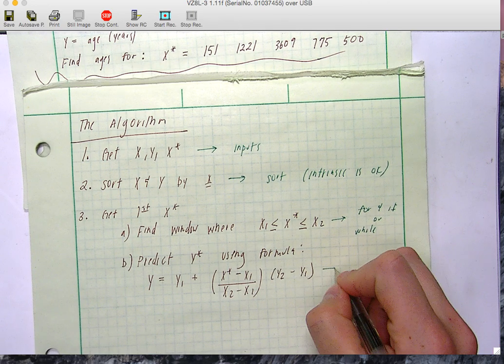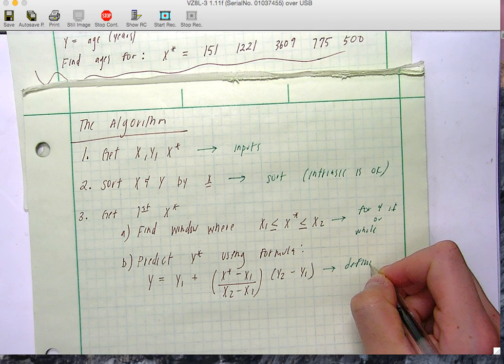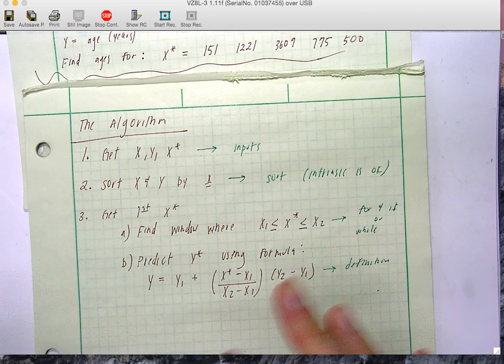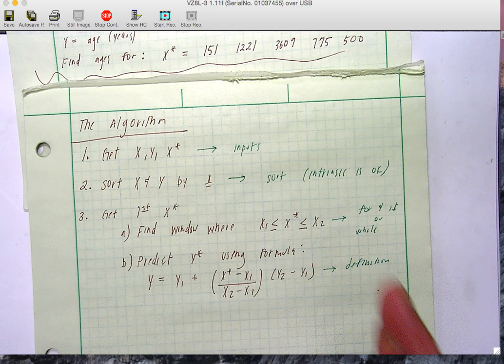This is easy. This is just a definition. There's a lot of indexing with all this, so you have to be really careful with all that. But other than that, that's the whole thing for finding the window.